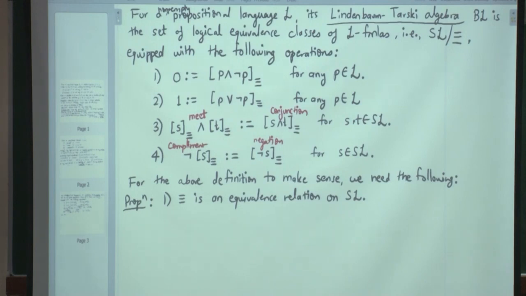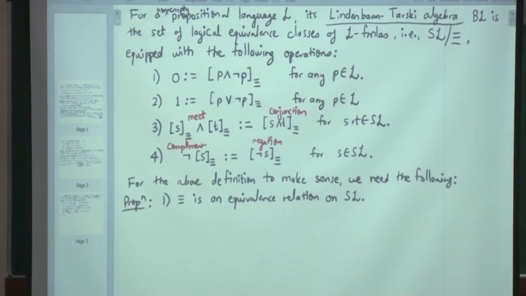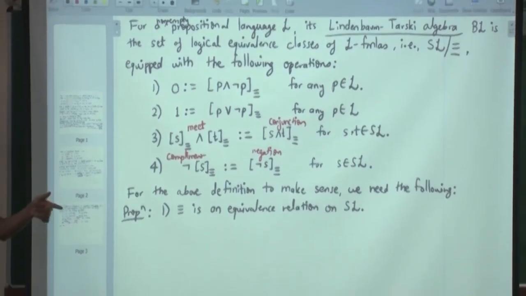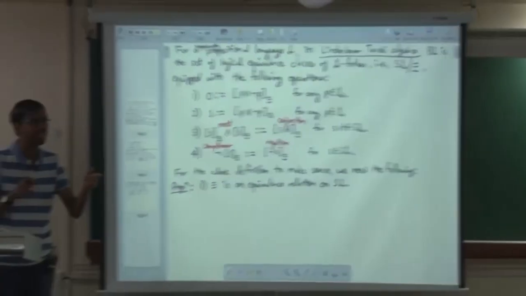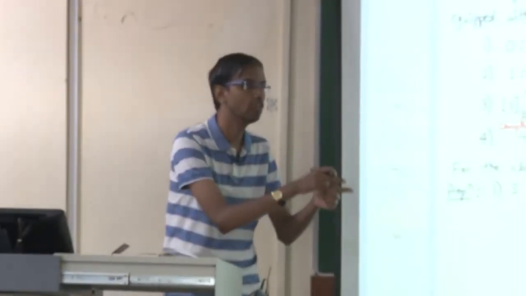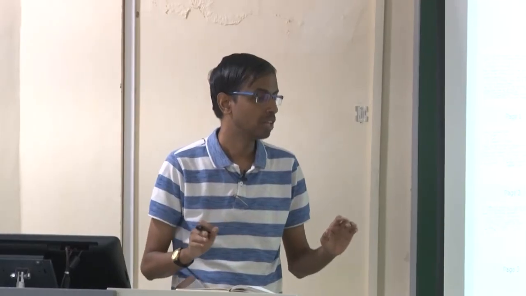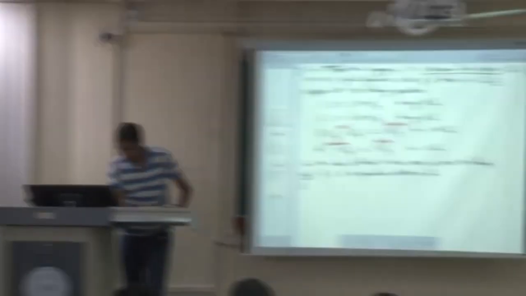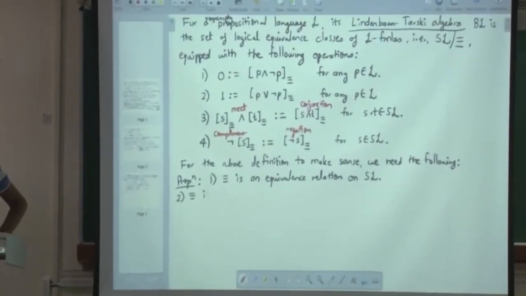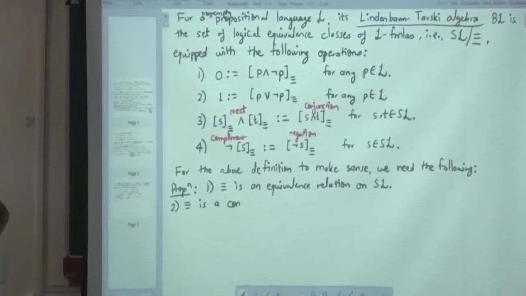Can you see why? If S is equivalent to T and V is a valuation, then V of S is equal to V of T. And if T is equivalent to U, then V of T is equal to V of U. Therefore, V of S is equal to V of U. So, I don't need to write a proof of this. Second one, so this is a congruence relation.